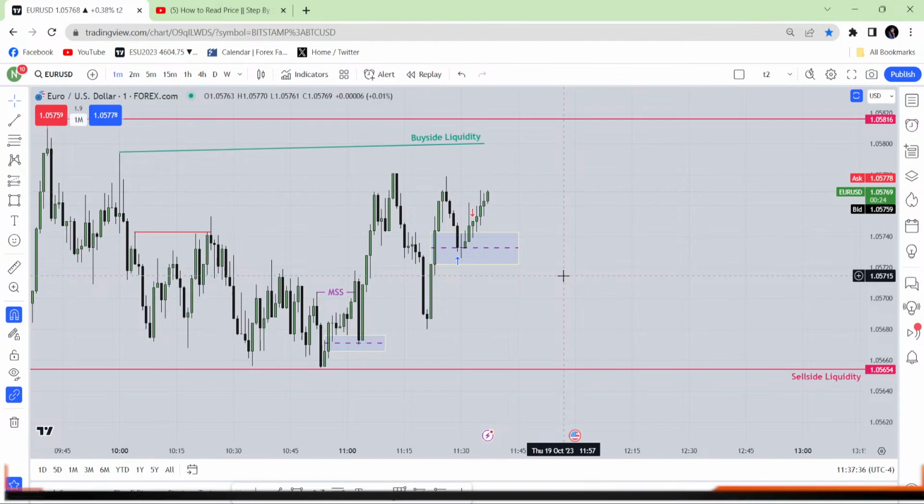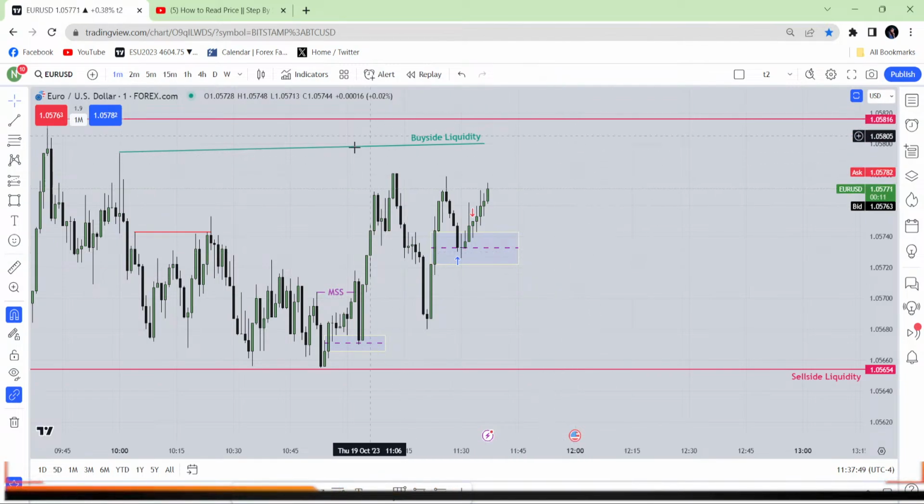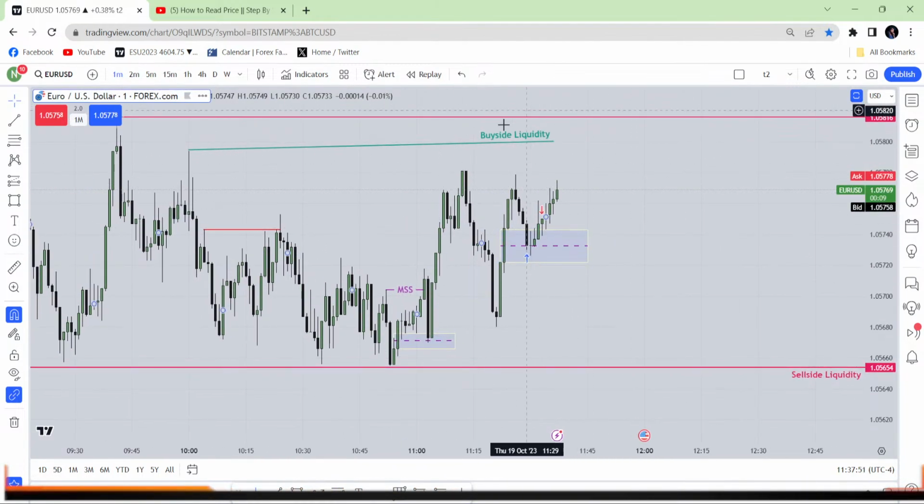Okay, at what point did you realize your method is consistently profitable? Brother, I don't have any method. I have only one method, and that is I read the price. Why is price doing what it's doing over there?